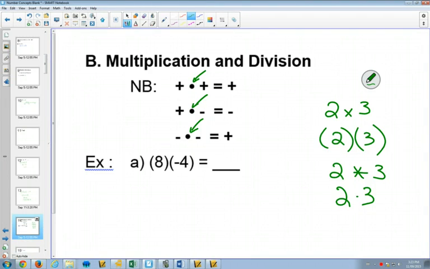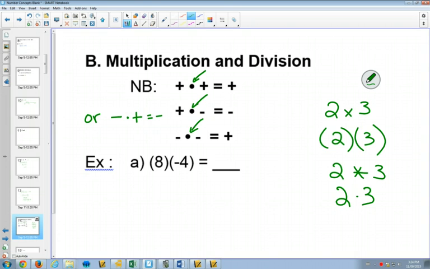So when I have a positive number times a positive number, that's equal to a positive number. If I have a positive number times a negative number, or a negative number times a positive number, that's going to equal a negative number. One positive and one negative multiplied together will give you a negative number. And finally, if you have a negative number times a negative number, you get a positive number. So we start to have a bunch of different ways that you could show multiplication.